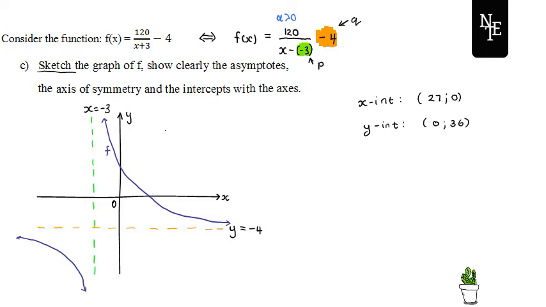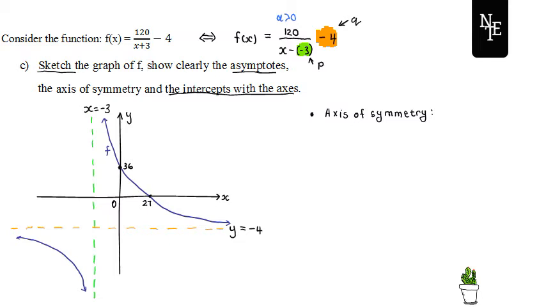Okay, so here's a sketch of the graph of f, right? And then I just need to indicate, like they wanted us to show, the intercepts with the axes. So I have to indicate this coordinate as being 36 and this coordinate as being 27, for our x-intercept, right? So we have already shown the intercepts with the axes. We've clearly shown the asymptotes. The only thing that's left is to show the axes of symmetry.